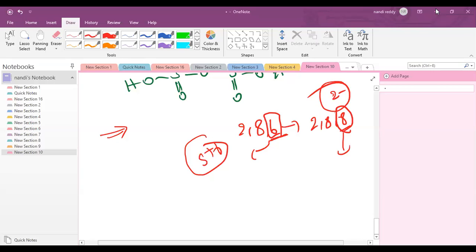So check it. Each example is here. For each equation, you have to find out the oxidation, reduction, oxidizing agent and reducing agent. When you are writing in your notes, write all the equations. Send me the solution. Is it clear?